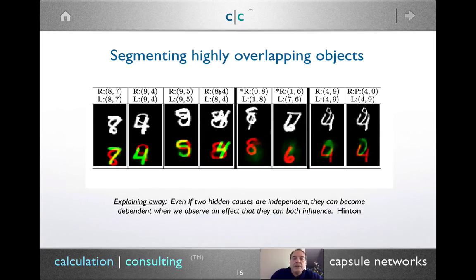By the way, Hinton uses a term called explaining away. When he talks about it, he says that if two hidden causes are independent, they can become dependent when we observe an effect that they can both influence. He talks a lot about this explaining away. It's an old idea from Judea Pearl's logic. But here what he means is that you're just able to disambiguate the two images.